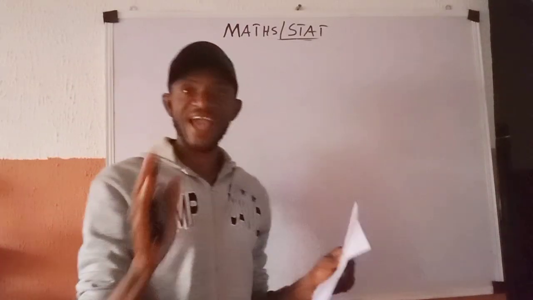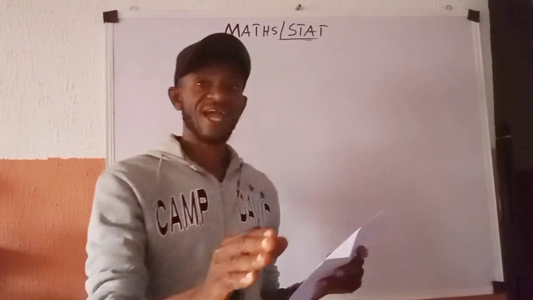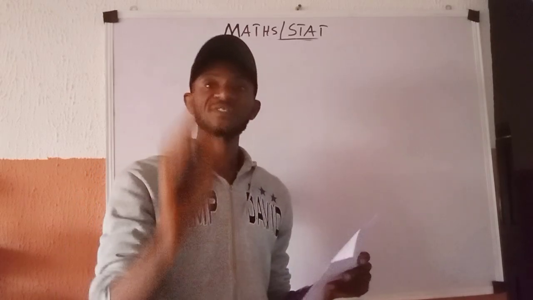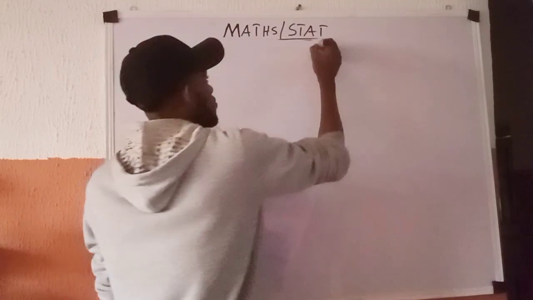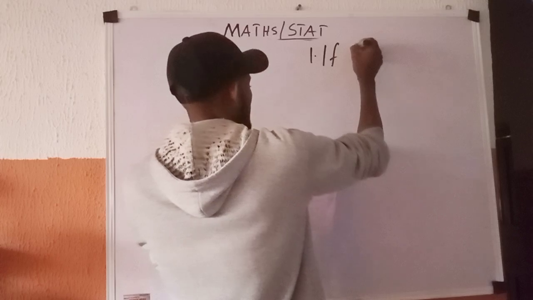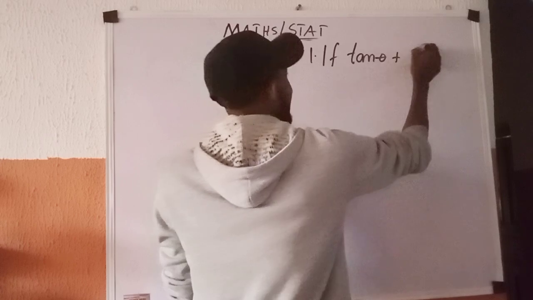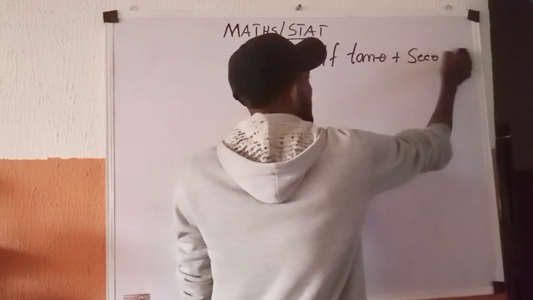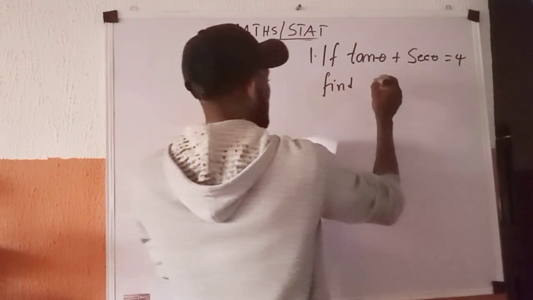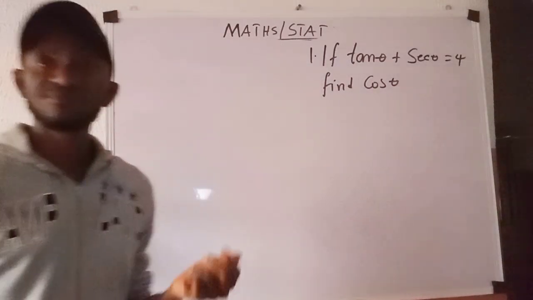The question says, and I write, if tan theta plus sec theta equals 4, find the value of cos theta. I write it on the board. That is question number 1. They say if tan theta plus sec theta equals 4, find cos theta. That is the question that is given to us.